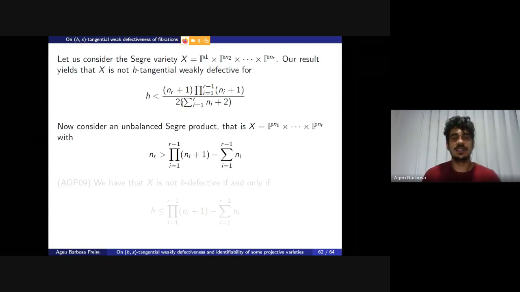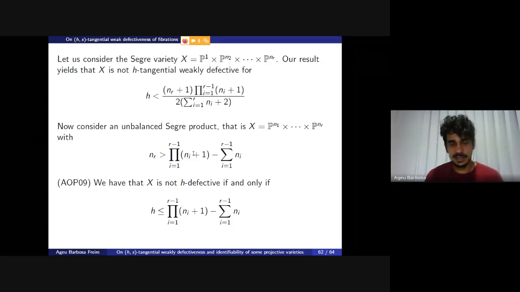Now, if you consider the unbalanced Segre product, this means we are considering a Segre product such that nr is greater than this expression here. Albert and Peterson in 2009 showed that this type of Segre product, this unbalanced Segre product, will be not h-defective if and only if h is smaller than this expression here. Okay.